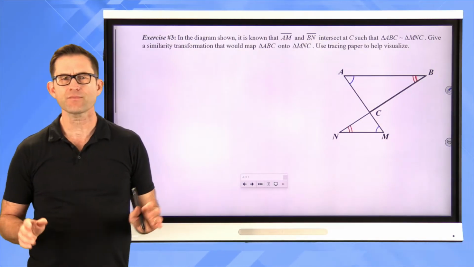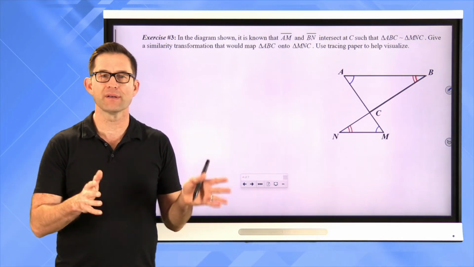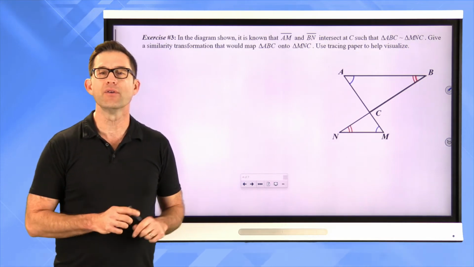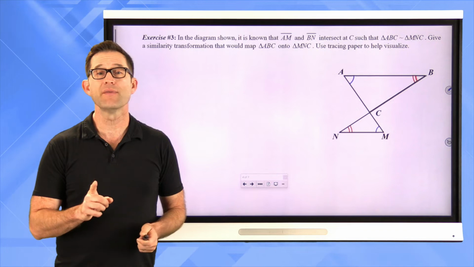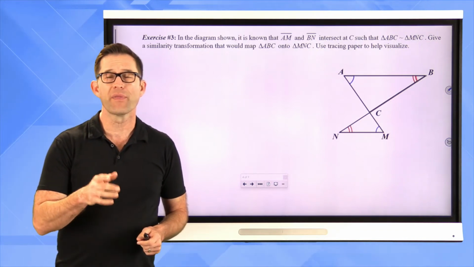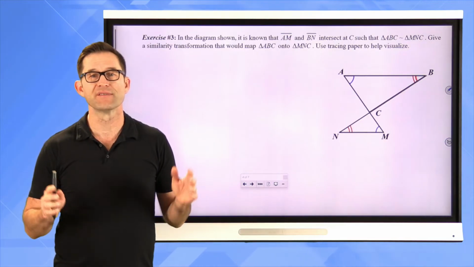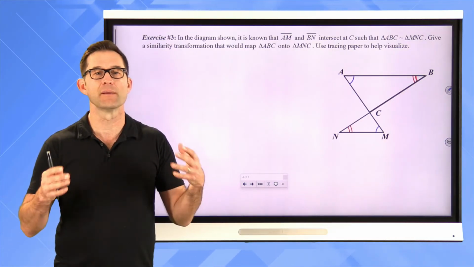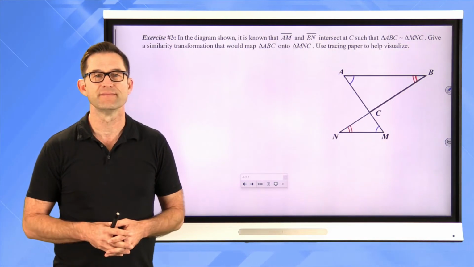All right, so I would suggest now pause the video and see if you can do what we just did. I will say this one should be a little bit easier than the last one. Play around with it and see if you can come up with this dilation or this similarity transformation.